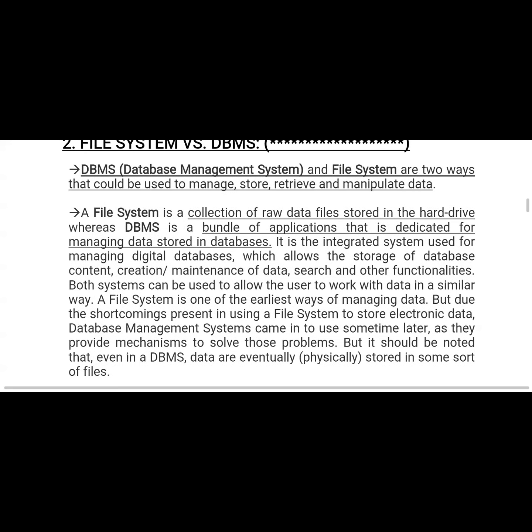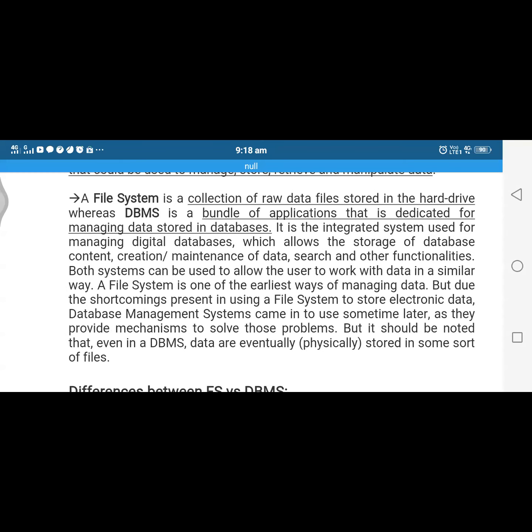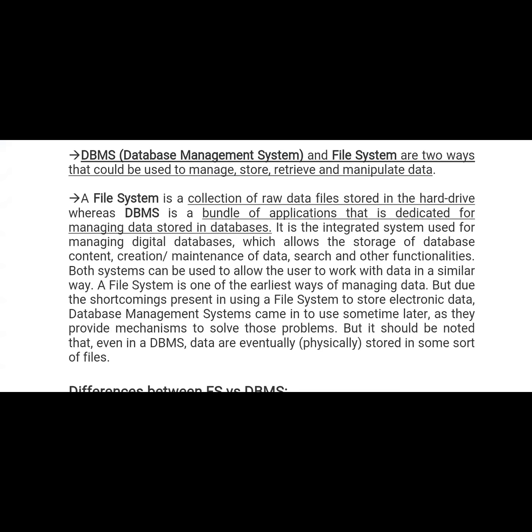A file system is a collection of raw data files stored in the hard drive, whereas DBMS is a bundle of applications dedicated to managing data stored in databases. First, a file is nothing but a collection of records, and these records maintain the data. The file system is stored in the hard drive, which is a secondary storage device, so this is permanent data storage.